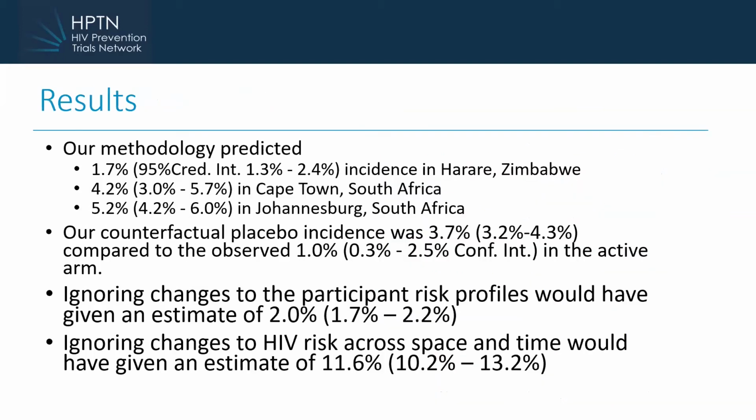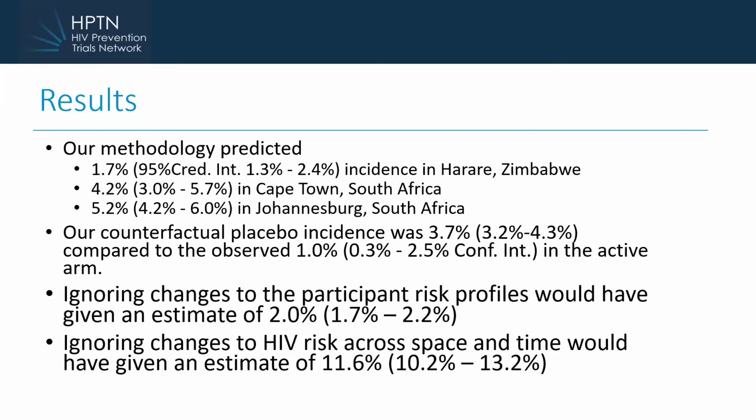When we apply our methodology to the sites in HPTN-082, we predicted a 1.7%, 4.2%, and 5.2% HIV incidence annualized in Harare, Cape Town, and Johannesburg, respectively. Our overall projected incidence of 3.7% in HPTN-082 was considerably higher than the 1.0% in the active arm, suggesting that oral PrEP was protective against HIV infection in the study cohort.